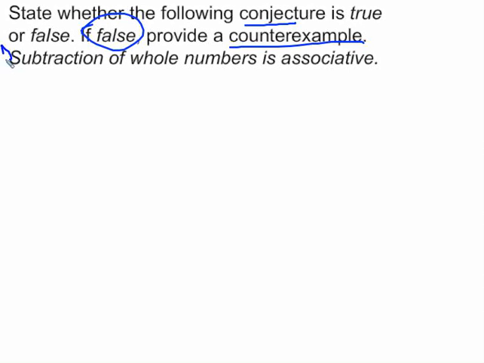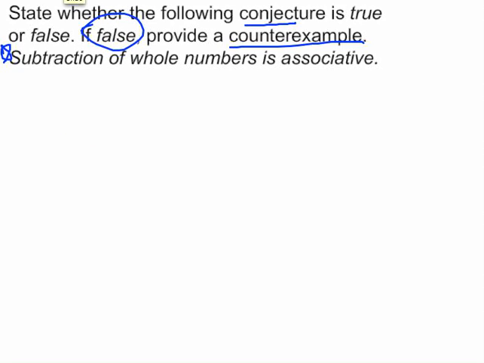So here's the conjecture. Subtraction of whole numbers is associative. So they're telling me to find out if that is true or false. And if it is false, I'm going to have to come up with a counterexample. So the first thing I'm going to do is think of an example where I'm demonstrating the associative property and I'm seeing if it actually works or not. So let me think of some numbers. And these I'm coming up with off the top of my head, so you could come up with any numbers you wanted.